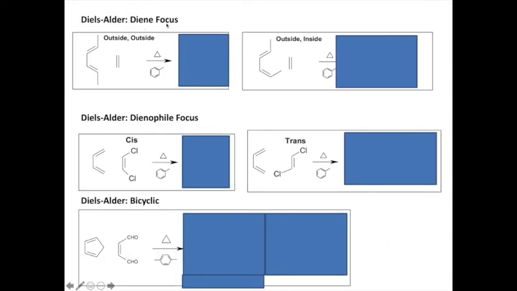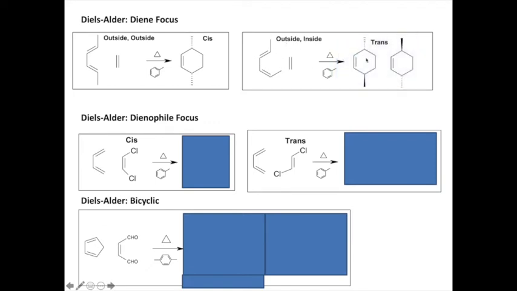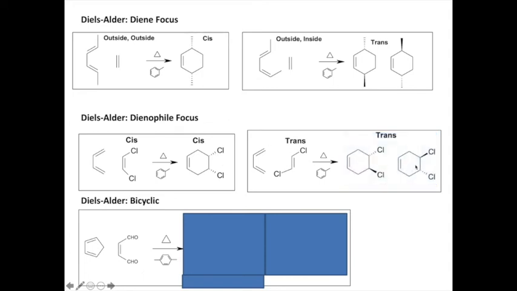So, diene focus. If the diene has its methyls out and out, then they wind up being cis, like that. If you have one methyl out and one methyl in, they're trans. So in this case, you'll get enantiomers. They almost look alike, but they're not. All right, now let's focus on the diene. Cis diene, cis product, sorry. Trans diene, trans product. You get diastereomers in this case.